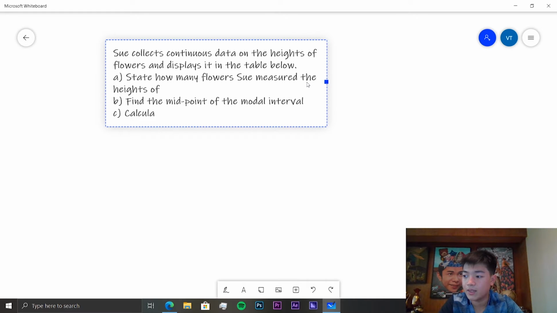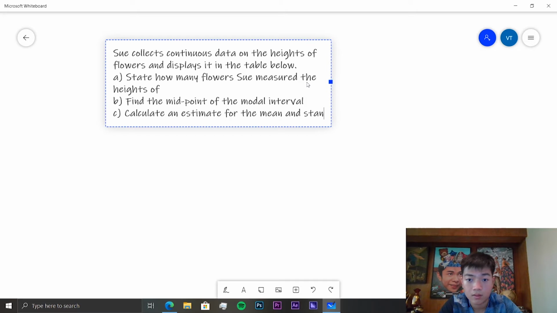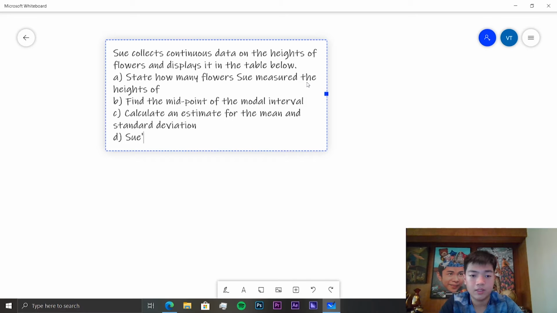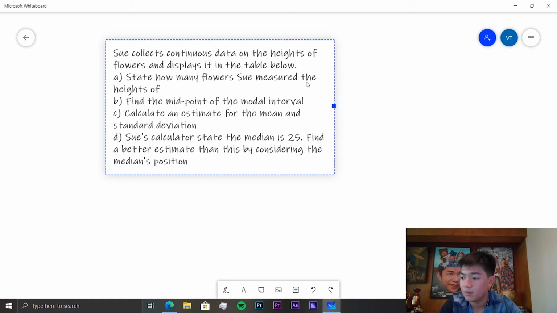C, calculate an estimate for the mean and standard deviation. And D, Sue's calculator states the median is 25. Find a better estimate than this by considering the median's position within the interval that it belongs to.